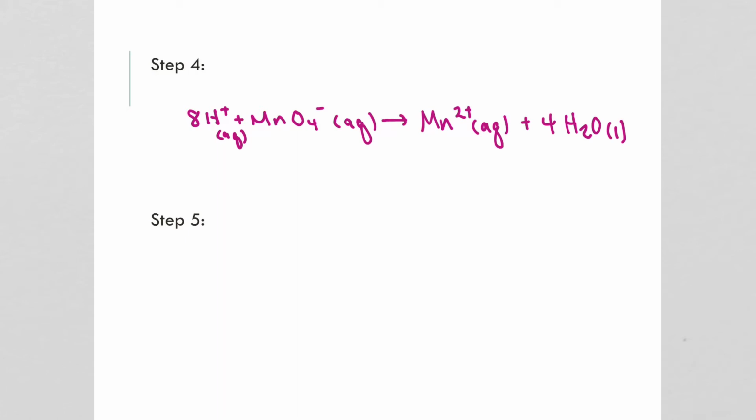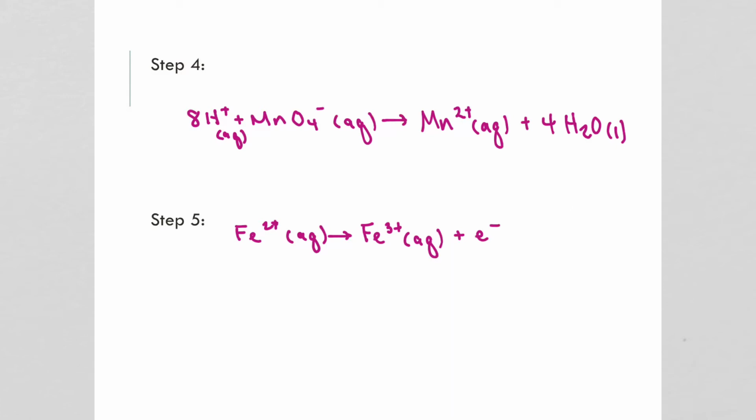So now we need to balance each half equation for charge by adding electrons to the more positive side. So we need to go back to the iron. So we have Fe2+ aqueous makes Fe3+ aqueous, and we have 1 more electron on the 2+ side than the 3+ side, so we just need to add an electron there.